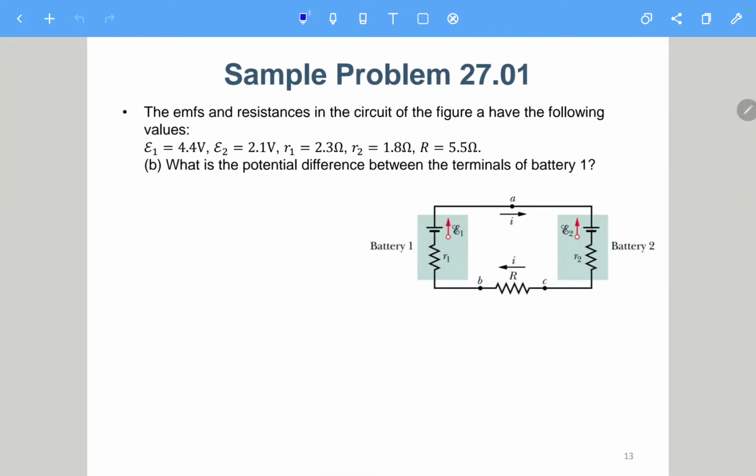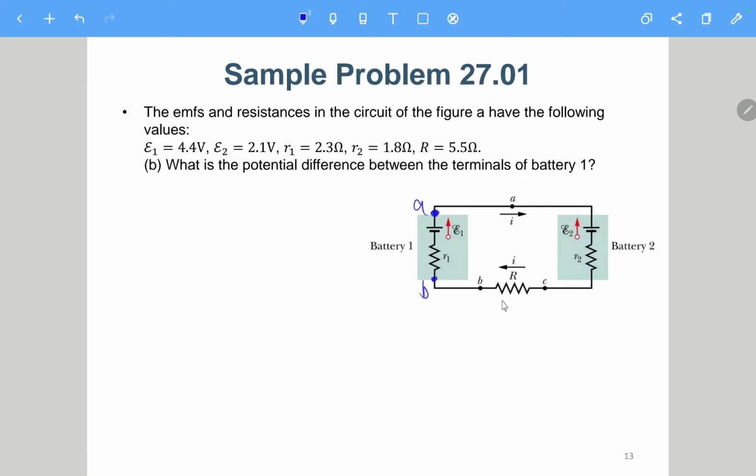Okay, for part B, it asks what is the potential difference between the terminals of battery 1. It means this point and this point, because the green box here means battery 1. It is a practical battery with internal resistance. So it asks for the potential difference between this point and this point. For this whole wire, it should share the same potential, which means this is still point A, and this is still point B.